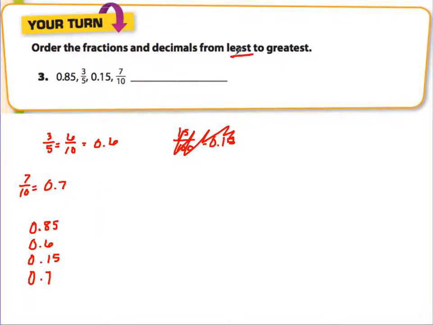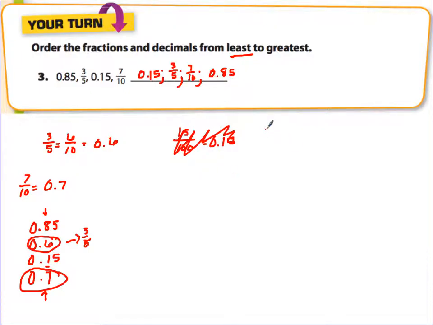And I'm going from least to greatest. So I'm looking for the smallest, so I have to look at my first column. Well, the smallest number is 1. So that first smallest number is going to be 0 and 15/100. The next smallest number is a 6, but this 0 and 6/10 was not written that way. It was written as 3/5. So my next smallest number would be 3/5. The next smallest was 7/10, but again, it wasn't written that way. It was written as a fraction. And then the largest was 85/100.